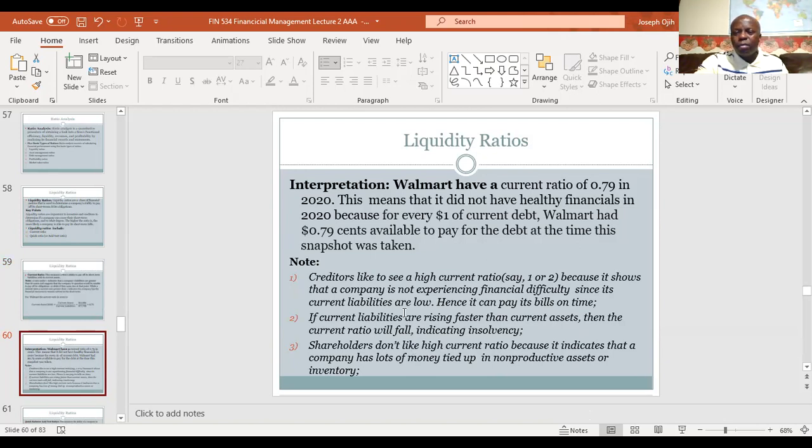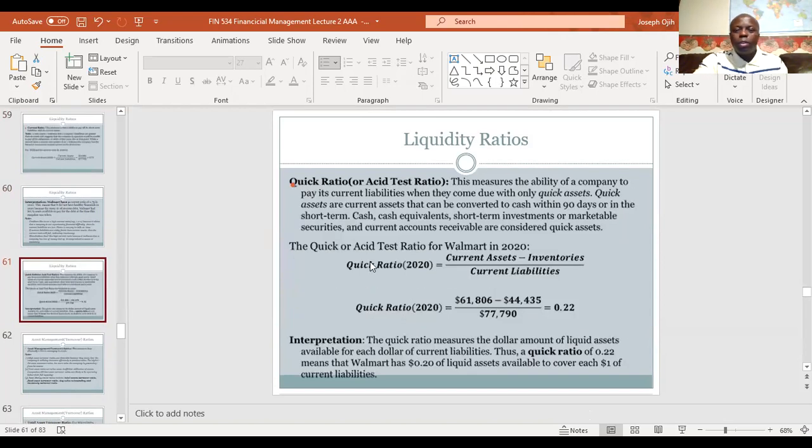Creditors like a high current ratio because it means that the company can pay their bills. But shareholders don't like it because it means that there are so many unsold inventories or so many assets lying idle that the company should have taken care of to be able to do more projects. Now let's look at the quick ratio.